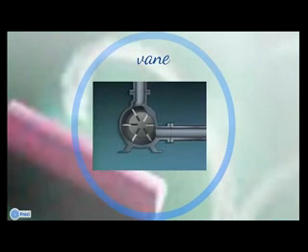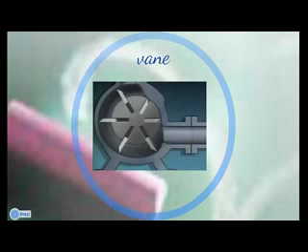Some rotary pumps use vanes instead of gears or lobes to positively displace fluid. An example is this sliding vane pump. It has vanes that can slide in and out of the rotor.